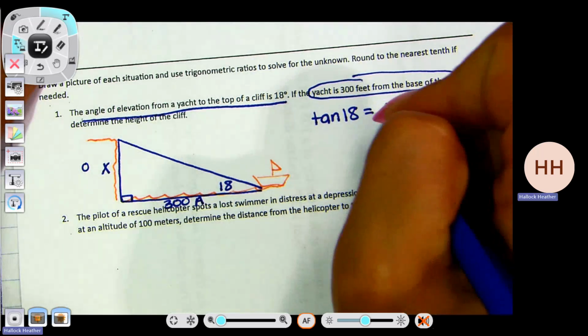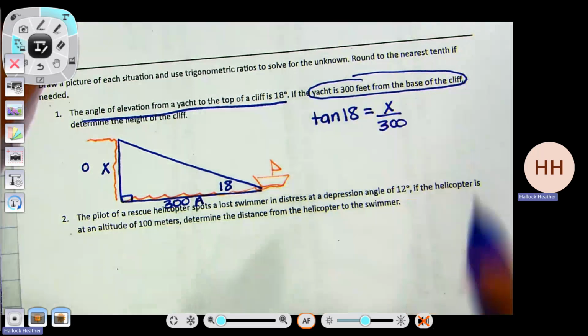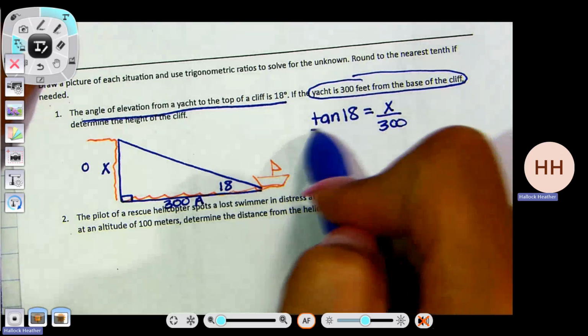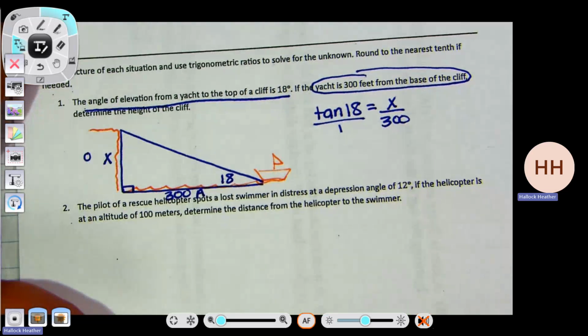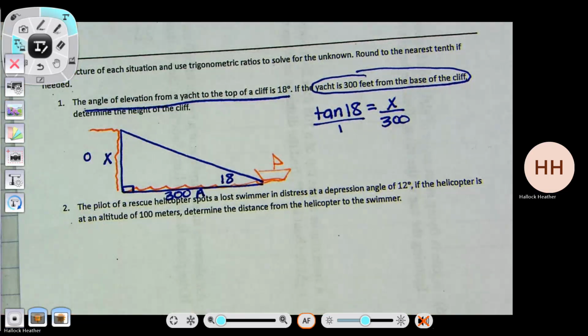X over 300. So take a second. The math is exactly the same. You're going to put it over 1 and you're going to cross multiply like a beautiful butterfly. So you should be doing 300 multiplied by tangent 18. What is it? So you should get 97.5.